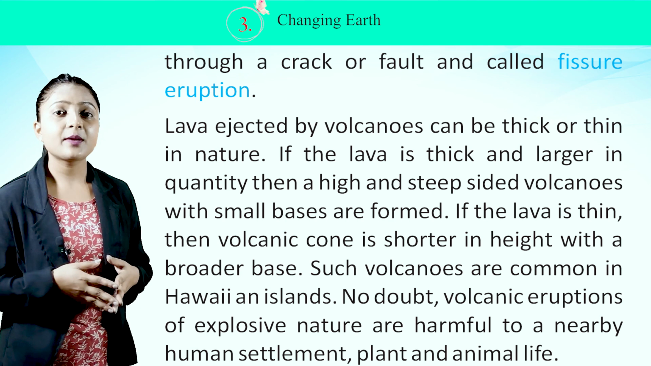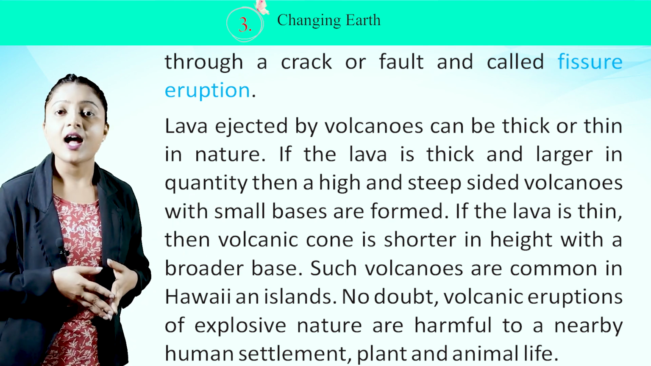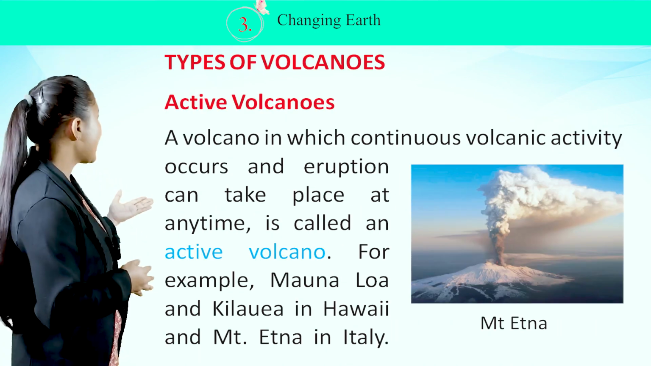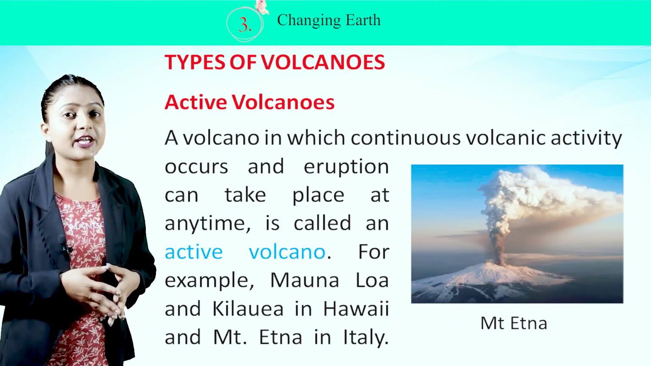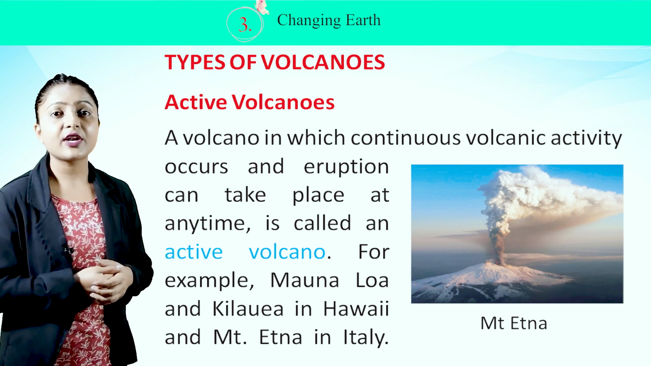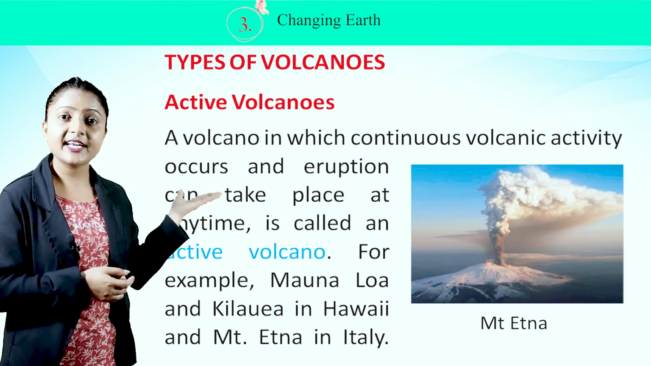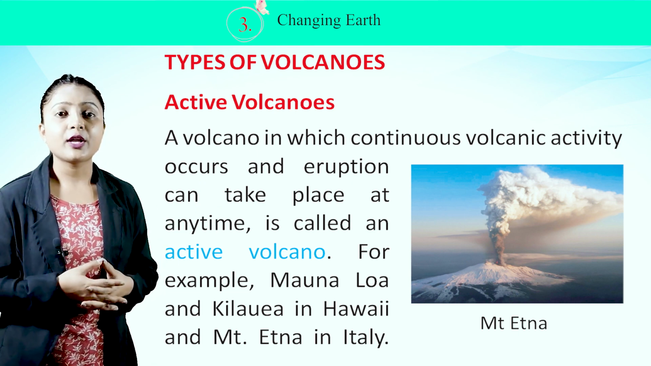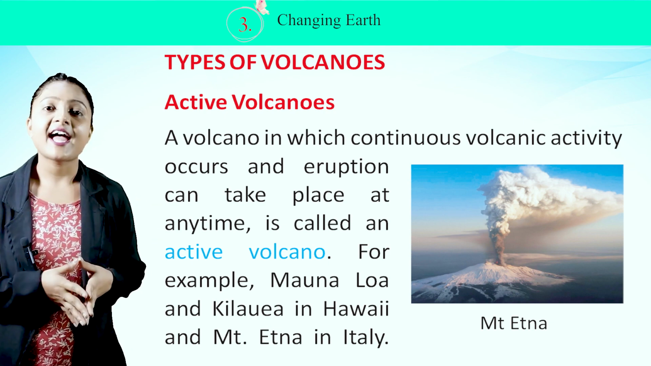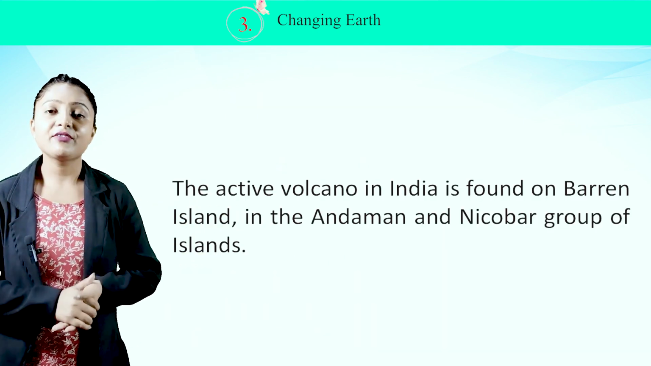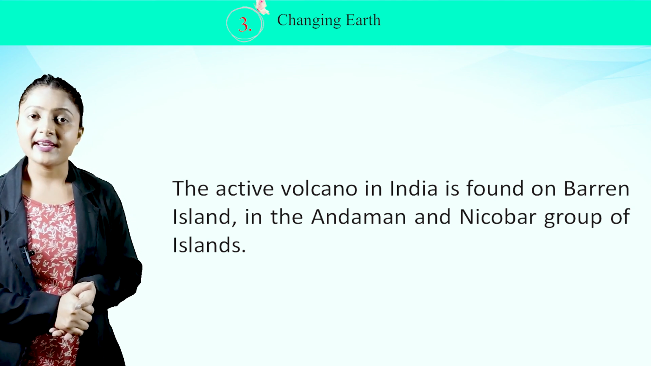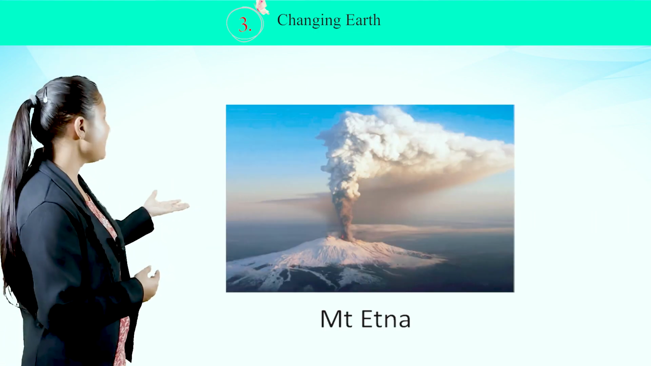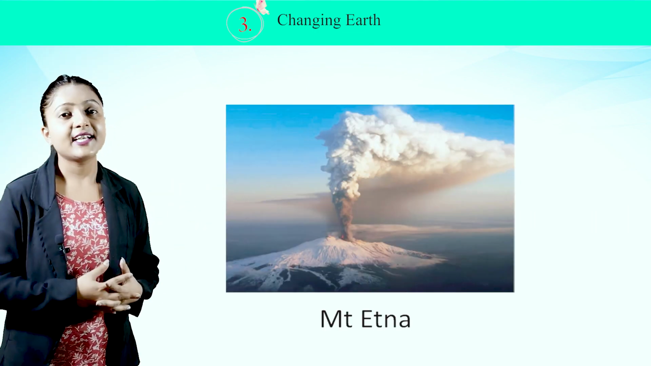No doubt, volcanic eruptions of explosive nature are harmful to nearby human settlements, plant and animal life. Types of volcanoes. Active volcanoes. A volcano in which continuous volcanic activity occurs and eruption can take place at any time is called an active volcano. For example, Mauna Loa and Kilauea in Hawaii and Mount Etna in Italy. The active volcano in India is found on Barren Island in the Andaman and Nicobar group of islands. This is the picture of Mount Etna volcano in Italy.